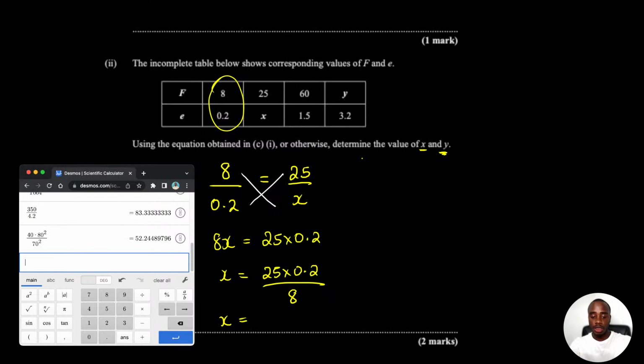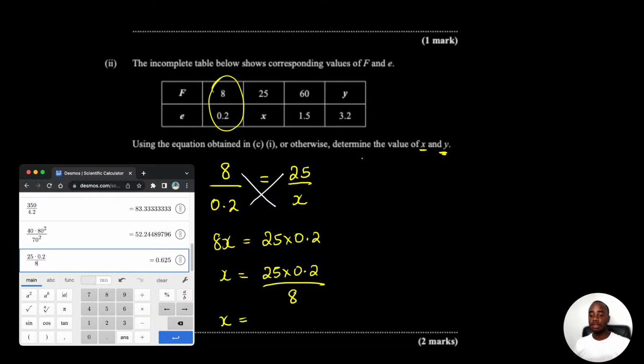So now 25 times 0.2 divided by 8, 0.625. So that means x in this case would be 0.625. See?